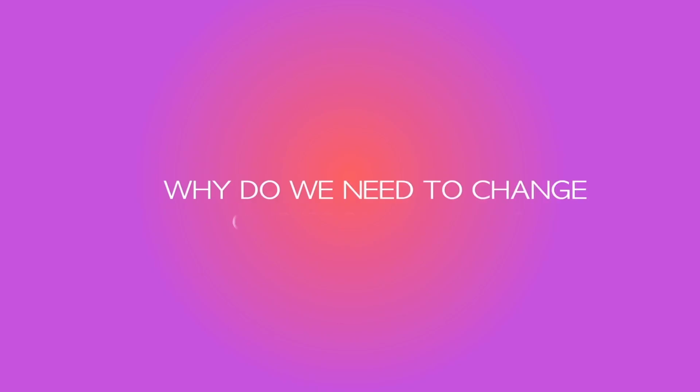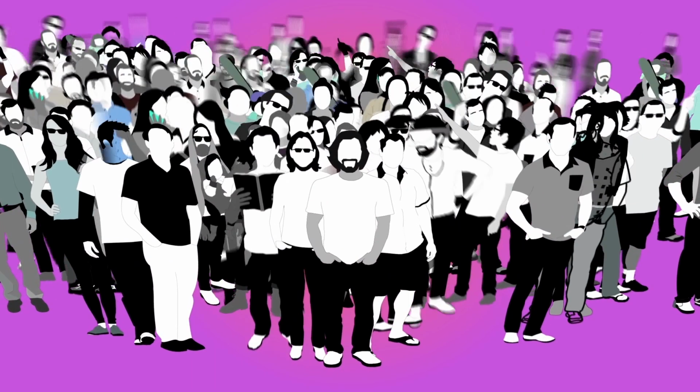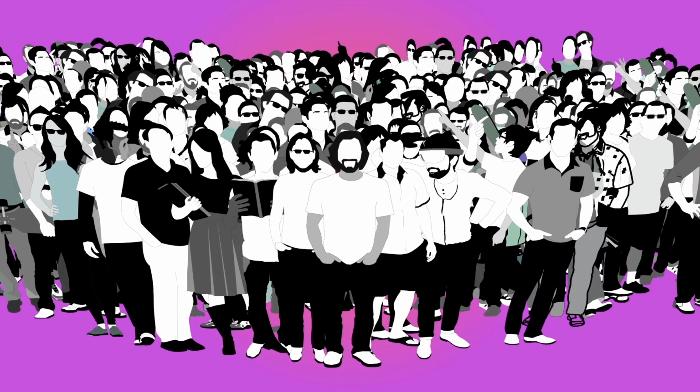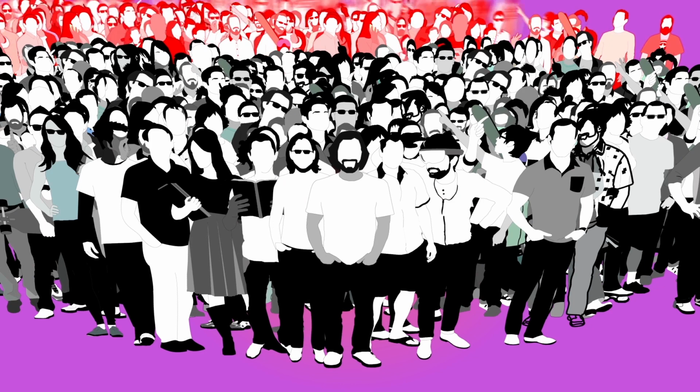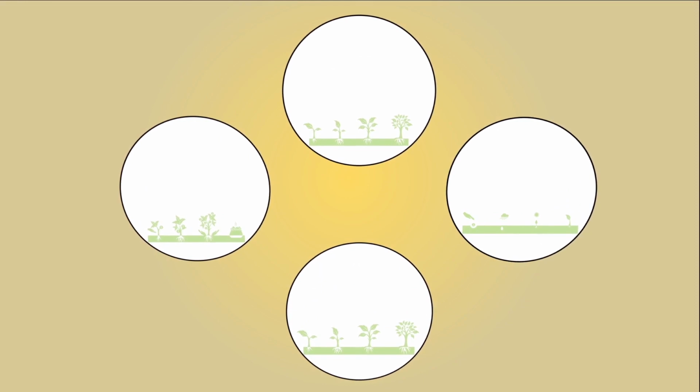Why do we need to change our food system? Every day you have to eat, just like the other 7.2 billion people on the planet. By 2050, at least 2 billion more people will join you. Will you be able to continue eating the same way? Let's take a look together at 4 examples of our food system's limitations.